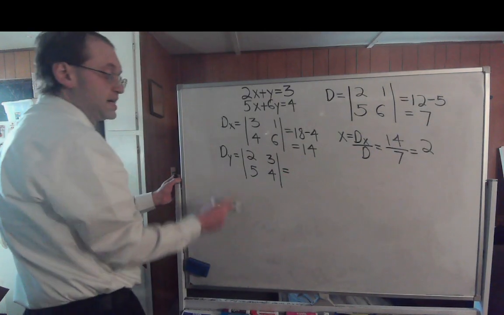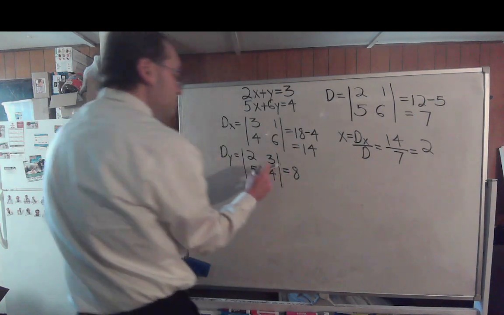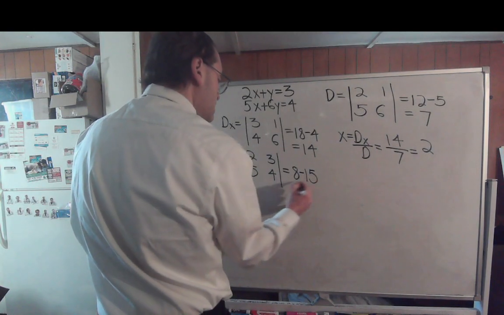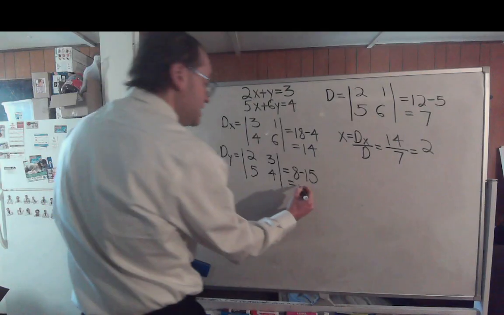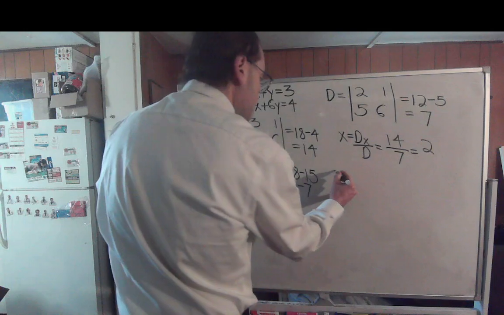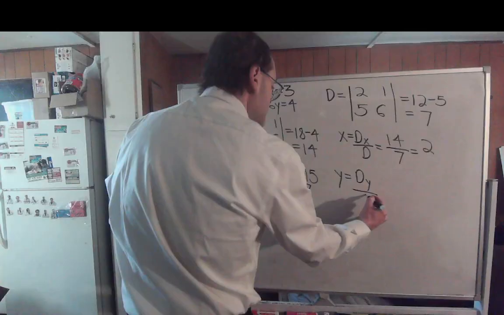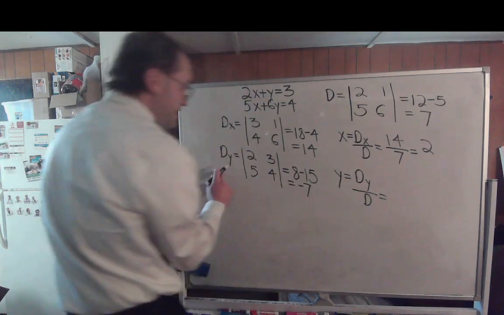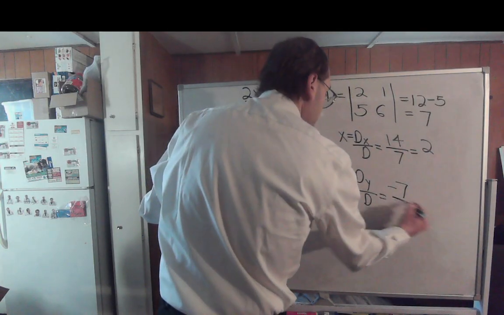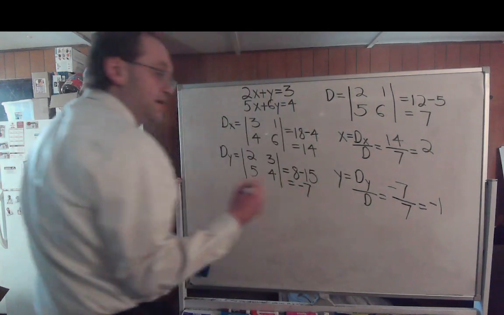So now let's just find the determinant. 2 times 4 is what? That's 8, minus 3 times 5, which is minus 15. 8 minus 15 is negative 7. So now we've got d sub y. To find y, we take that d sub y over the d. Well, d sub y actually has a value of negative 7, and then the d just has a value of positive 7, which would give you a y value of negative 1.